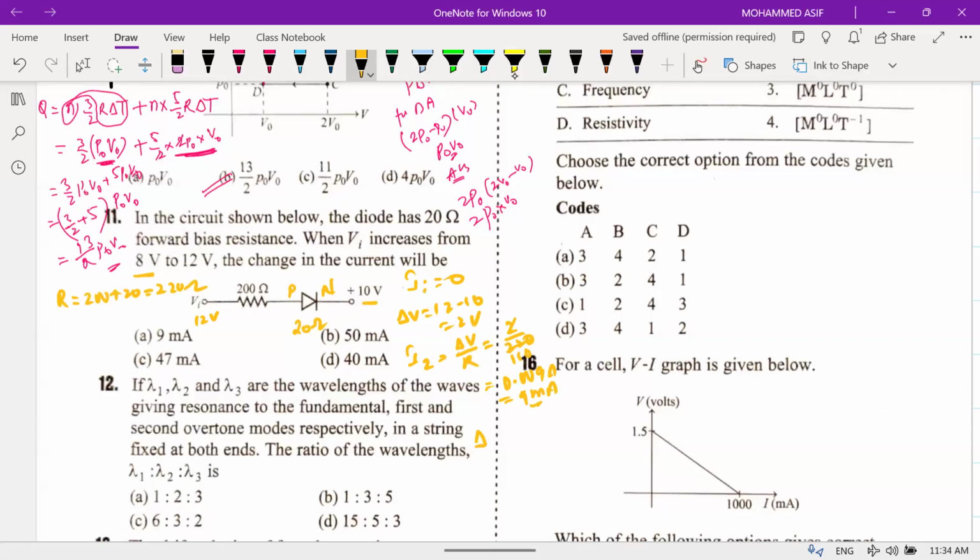Now it is asking the change in current. Delta I will be equal to how much? I2 minus I1. I2 is 9 milliamperes and the initial value is nothing but 0. So the answer will be 9 milliamperes.